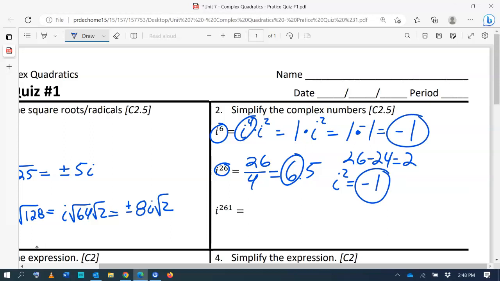And then i to the 261. Same process. 261 divided by 4 gives us 65.25. So we do 65 times 4, we get 260. So we're taking away 260 i's from 261, which means we're left with 1 i, and 1 i is simply just i.